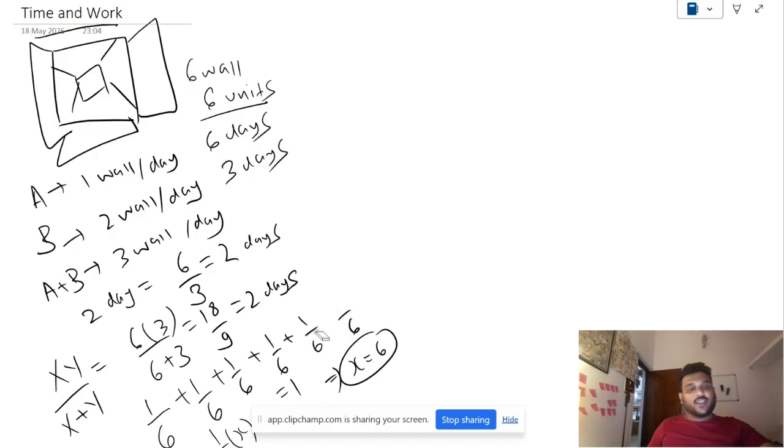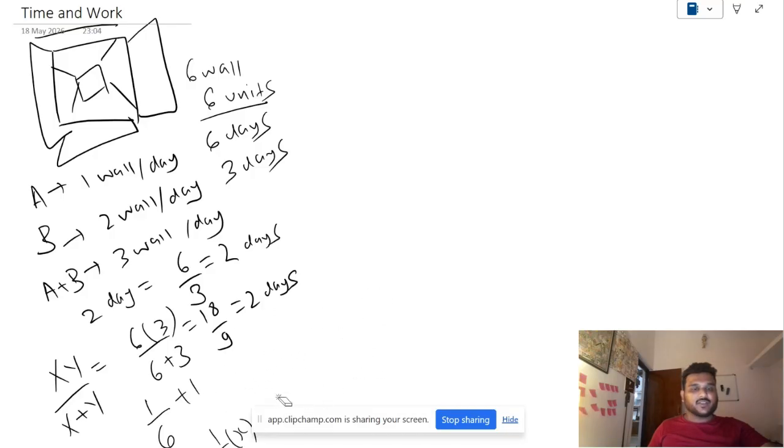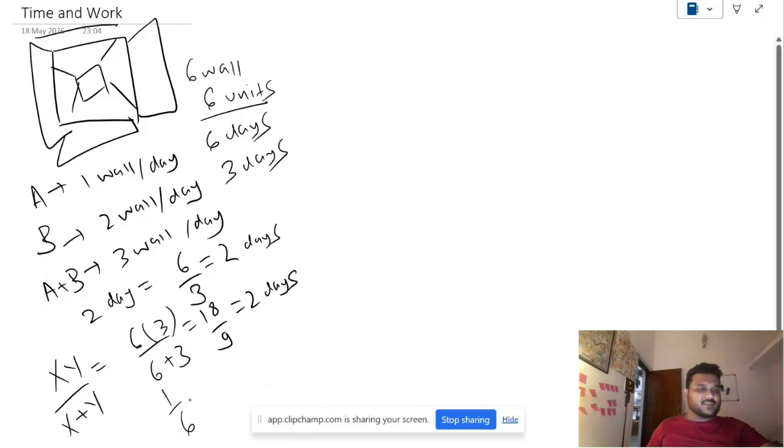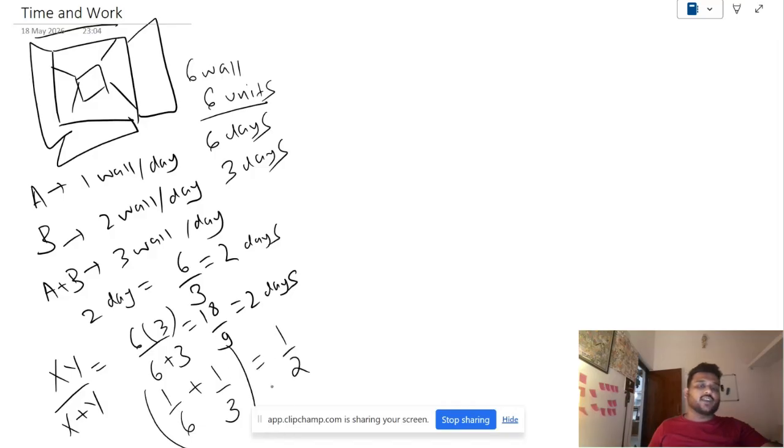So one more way to look at it is, bear with me because this is very important when we go for questions. 1/6 is one day work of A, 1/3 is one day work of B. So their total one day work is 1/2. So now I can directly say if their total work is 1/2, let's say they take D days to complete their total work. So D again comes out to be 2 days.